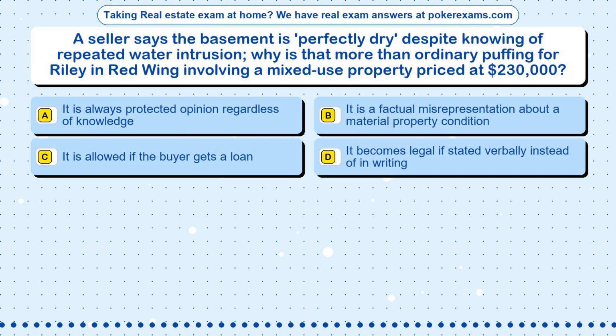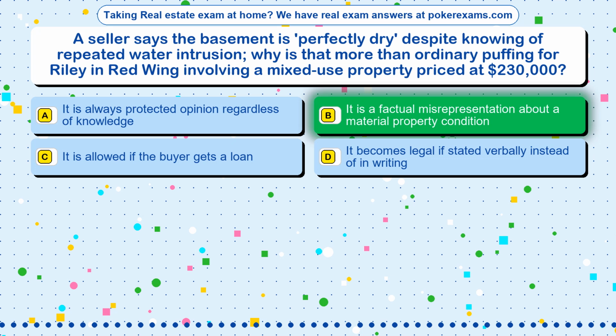Question 14. A seller says the basement is perfectly dry despite knowing of repeated water intrusion. Why is that more than ordinary puffing for Riley and Red Wing involving a mixed-use property priced at $230,000? Option A. It is always protected opinion regardless of knowledge. Option B. It is a factual misrepresentation about a material property condition. Option C. It is allowed if the buyer gets a loan. Option D. It becomes legal if stated verbally instead of in writing.